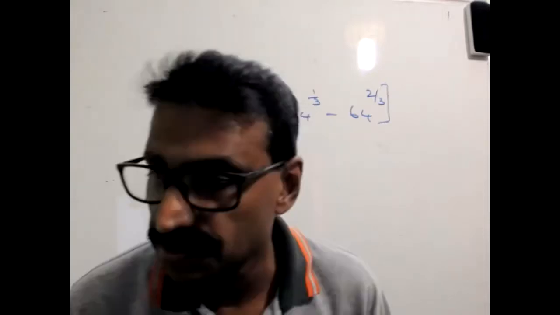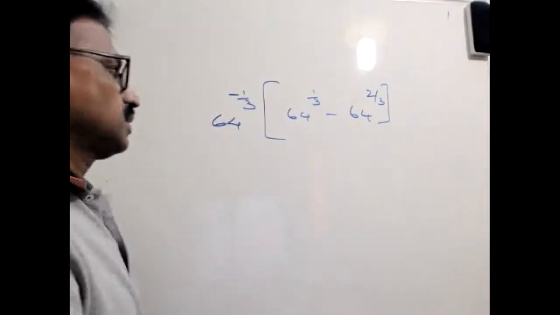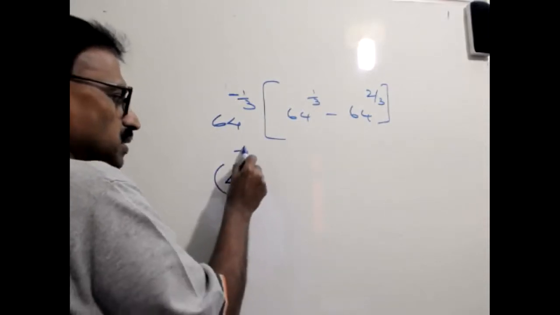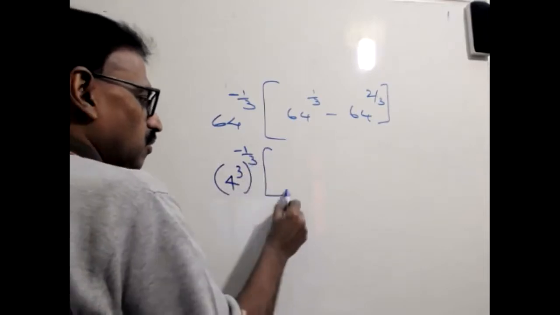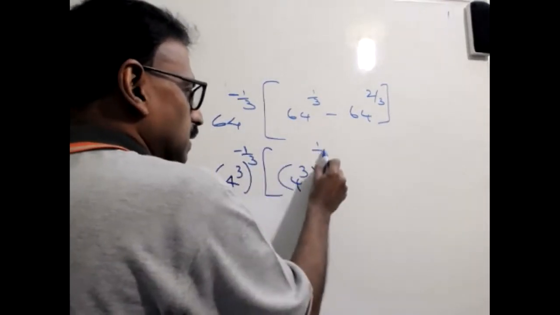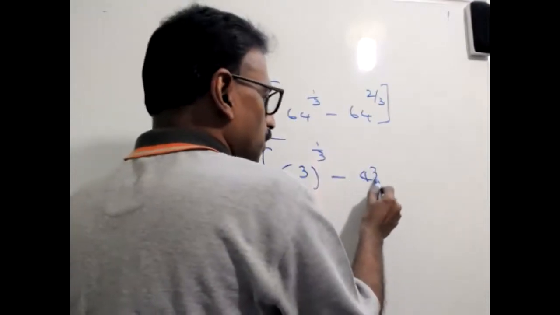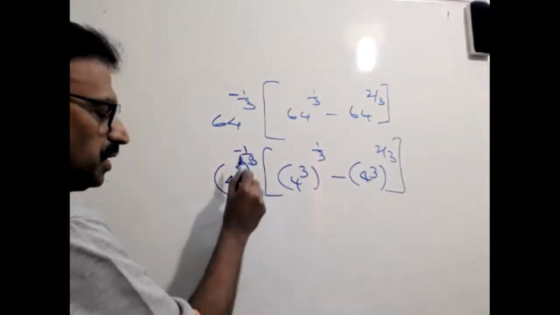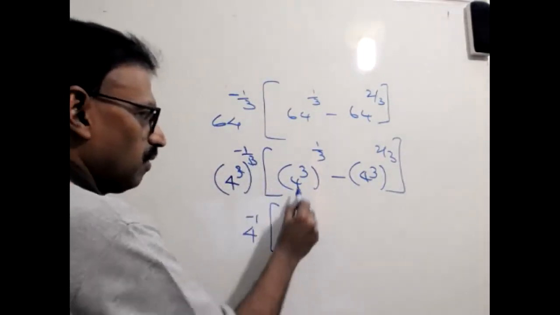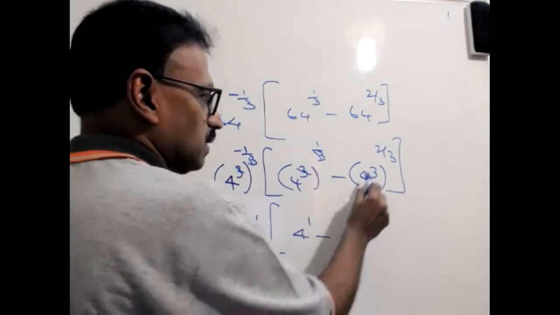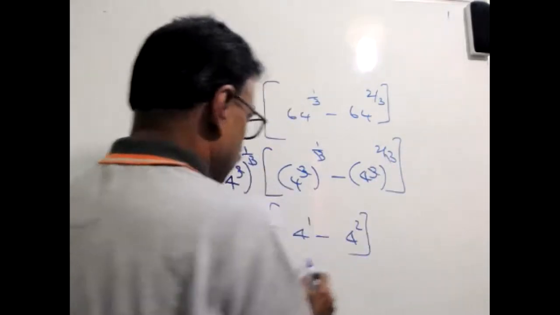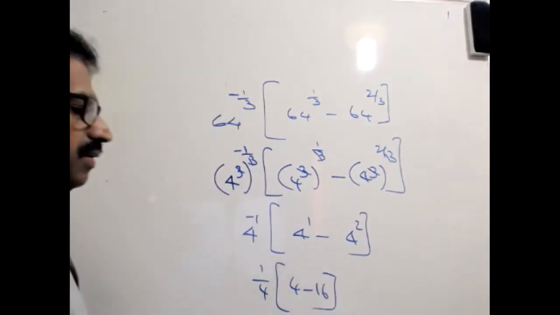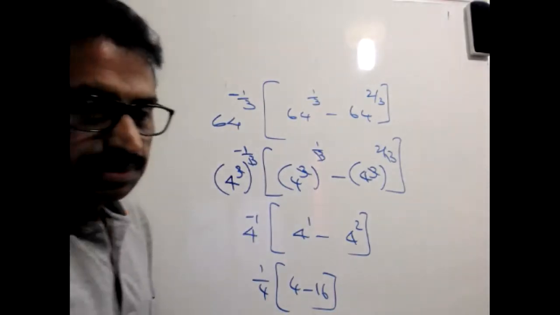Okay, look here now. Listen. 64 raised to minus 1 by 3 means what? 4 cube raised to minus 1 by 3, right? 4 cube raised to 1 by 3 minus 4 cube raised to 2 by 3. Cancel. So 4 raised to minus 1, 4 raised to 1 minus 4 square, right? 1 by 4, 4 minus 16. Correct or no?